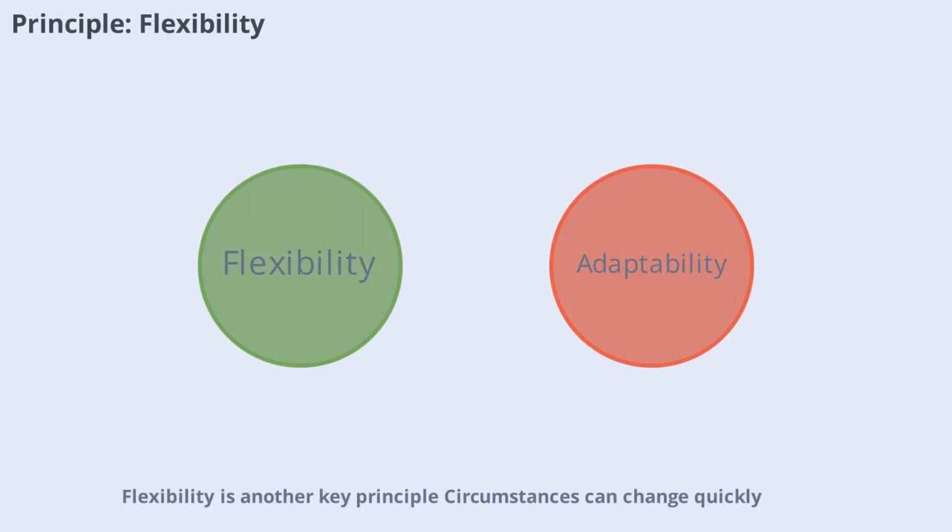Flexibility is another key principle. Circumstances can change quickly, and rigid plans often fail when unexpected challenges arise. By building flexibility into your resource allocation, you can adapt to new information and shifting priorities. This might mean keeping some resources in reserve or being ready to reassign people and funds as needed. Flexibility helps you stay resilient and responsive in a dynamic environment.